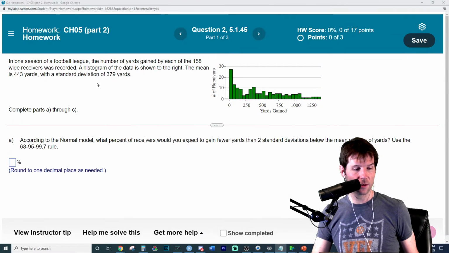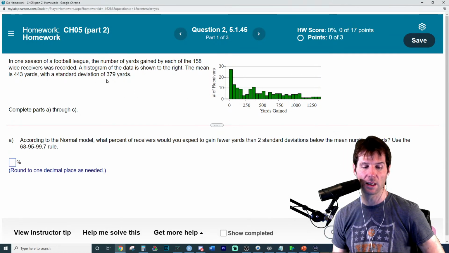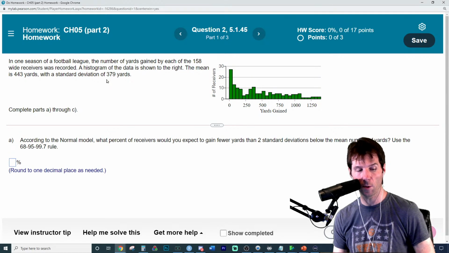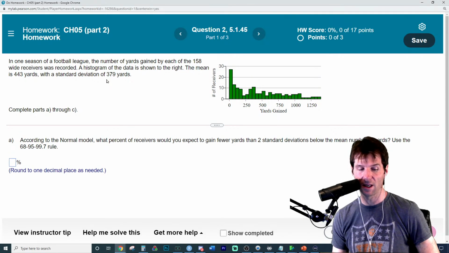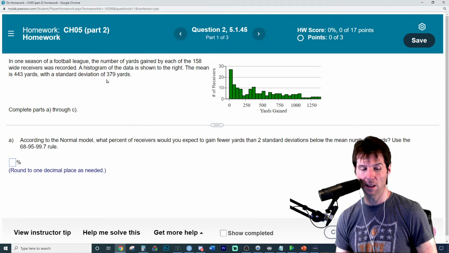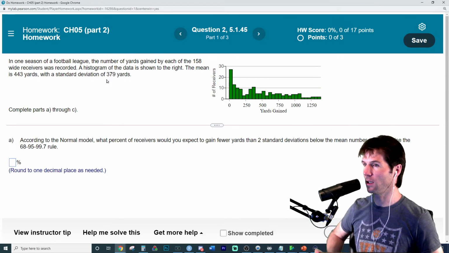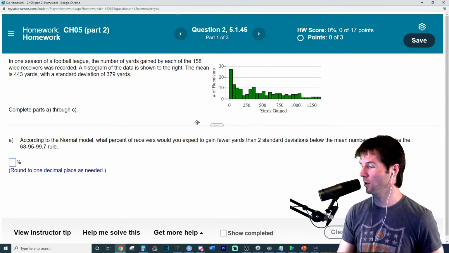Tell me if this is the one, Maria, right here. It says, in one season of a football league, the number of yards gained by each of the 158 wide receivers was recorded. A histogram of the data is shown to the right. The mean of it is this, with a standard deviation of this. Is this it? Yes or no? How are we doing? Is this the question you're looking for?